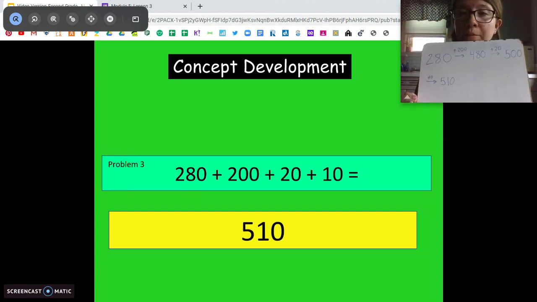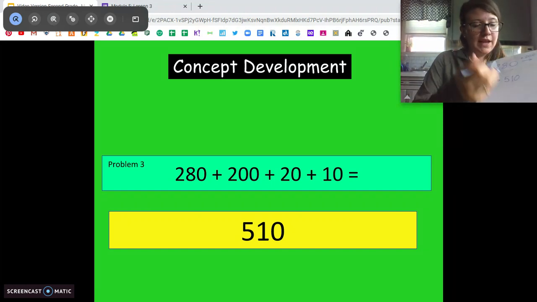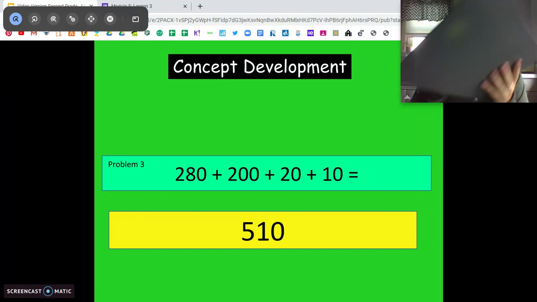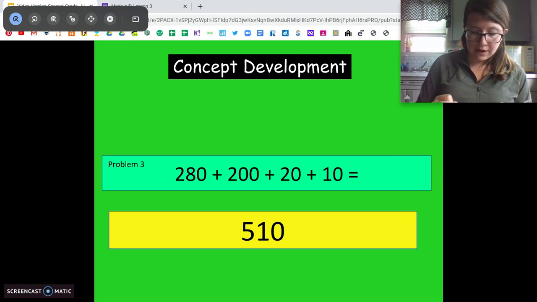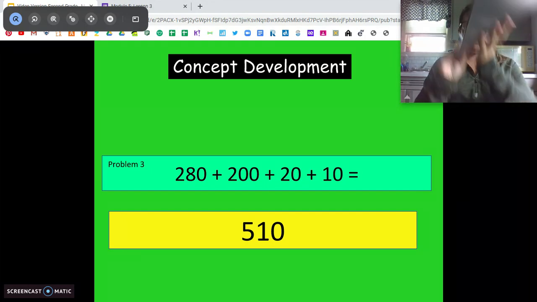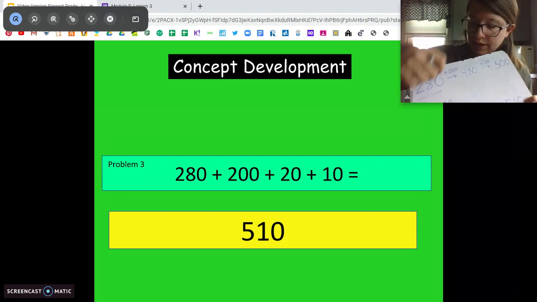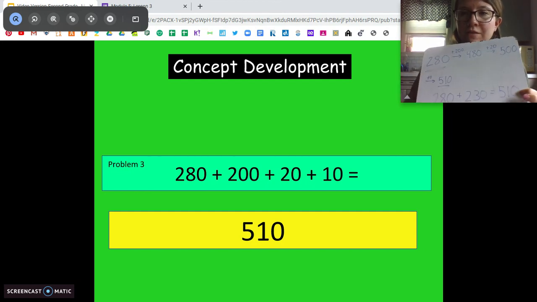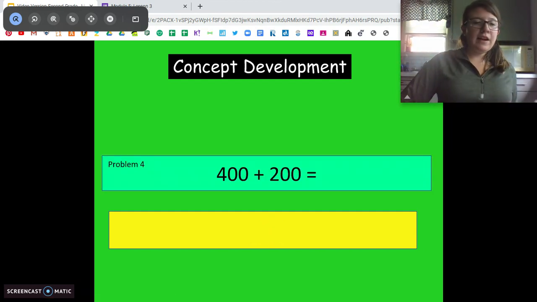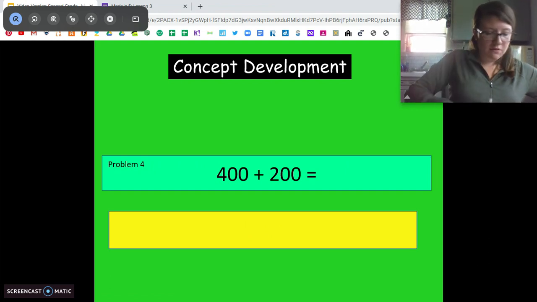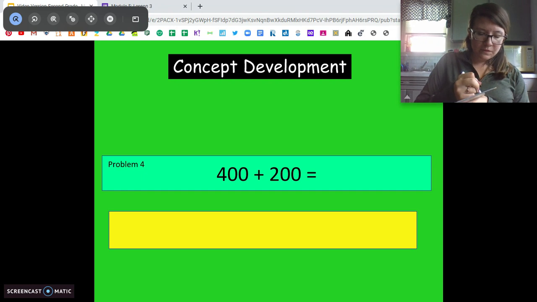Now I want you to tell me the number sentence taking 280 plus what is going to equal 510. Show me that on your paper now. Get it? You should have 280 that we started with plus 200, 220, 230 equals 510. Awesome job. All right, now try this one on your paper. 400 plus 200. That's an easy peasy one. You got that. 400 plus 200.